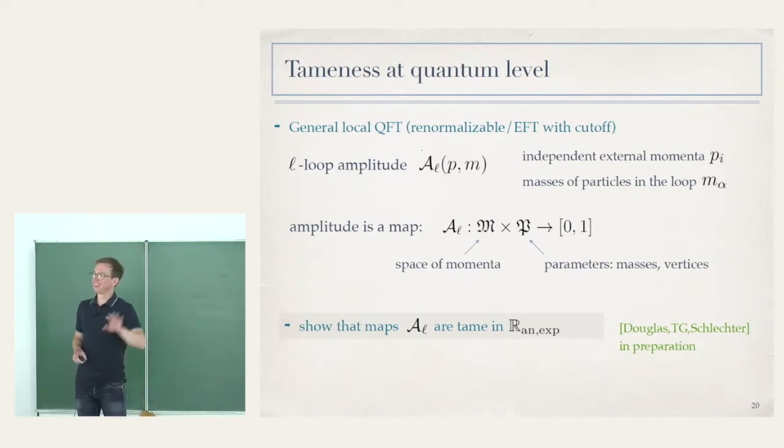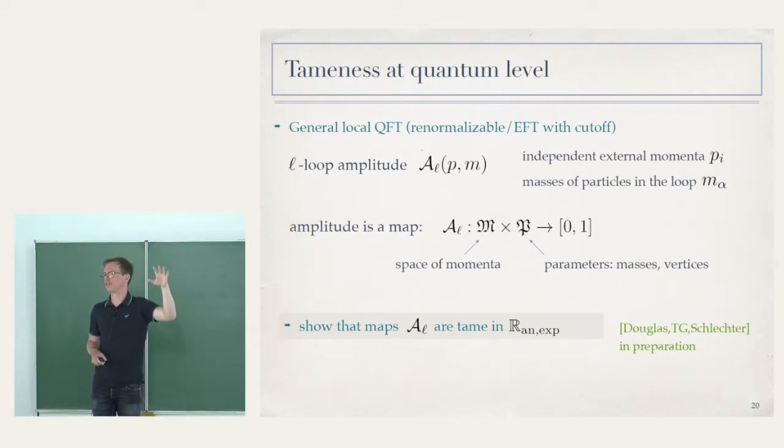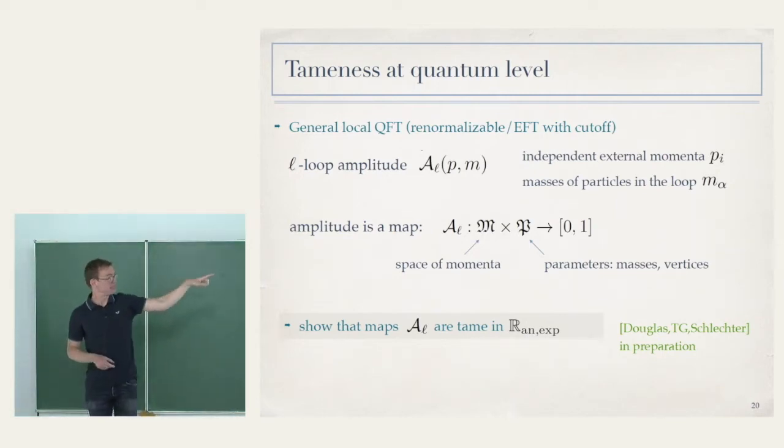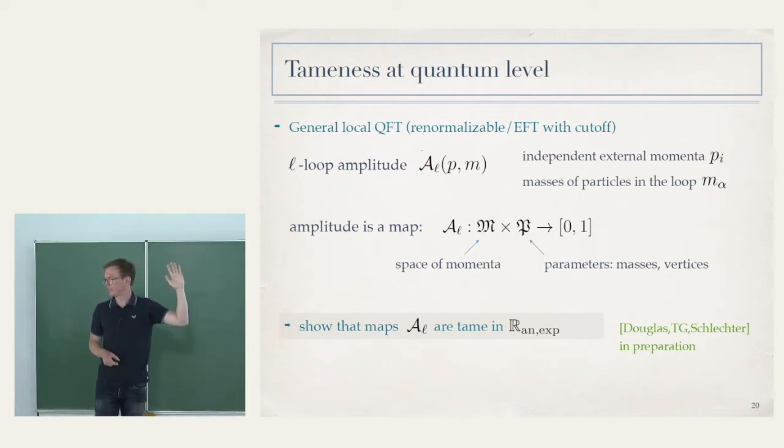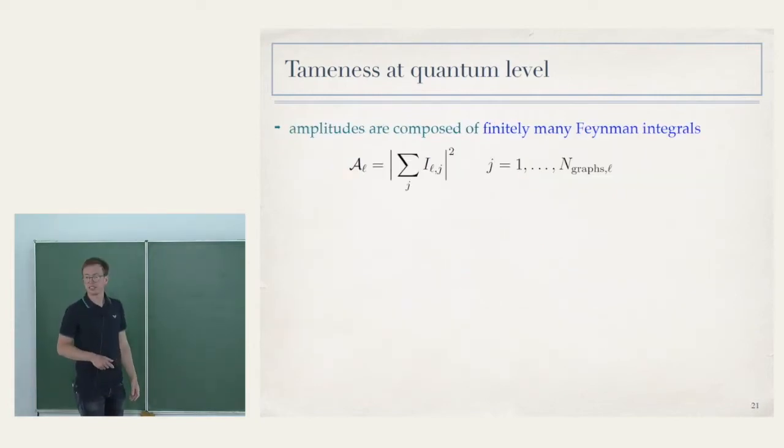So now, while these period integrals were holomorphic, so you could all say, oh, this has something to do with holomorphicity and so on. These are real functions. These are general real functions. And what one shows is that they are also still definable or still tame in this space. So how does this work?